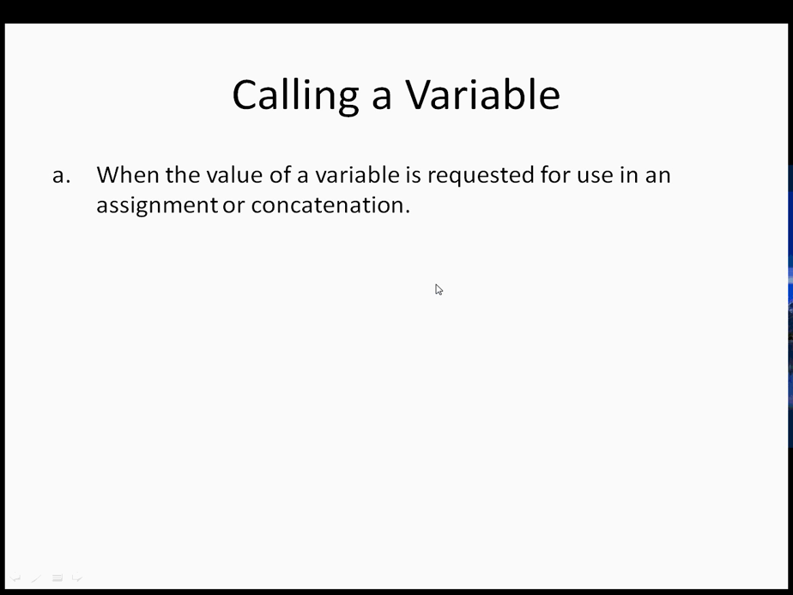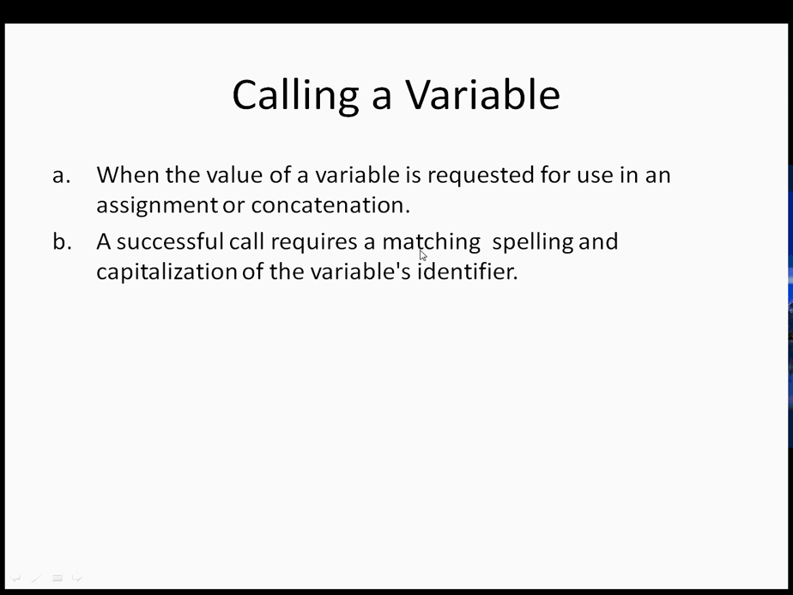So when the value of a variable is requested for use in an assignment or concatenation. So calling a variable is when the value of a variable is requested so that it can be used in some kind of an assignment or a concatenation. So we'll see an example of that as successful.